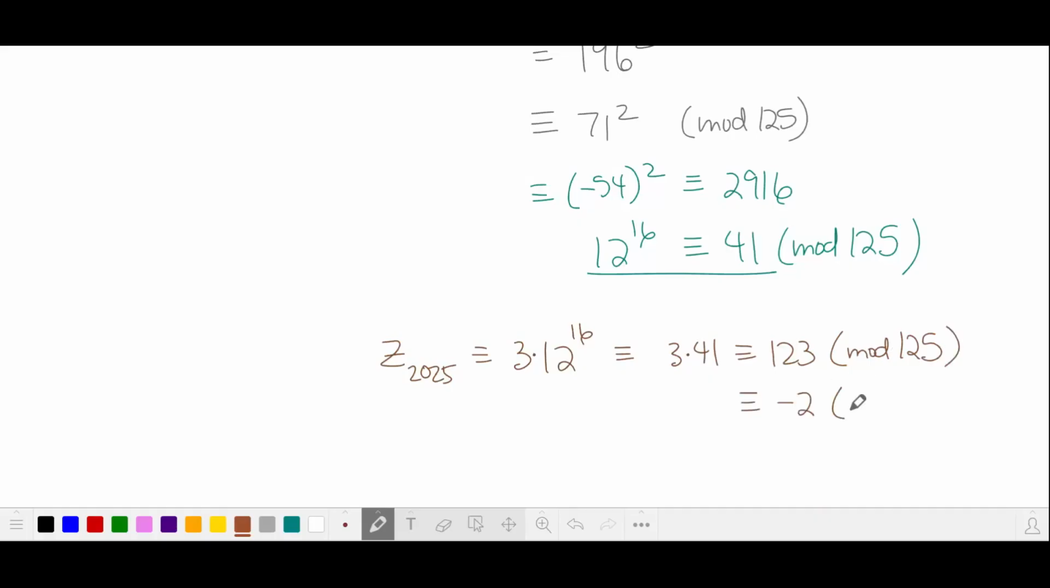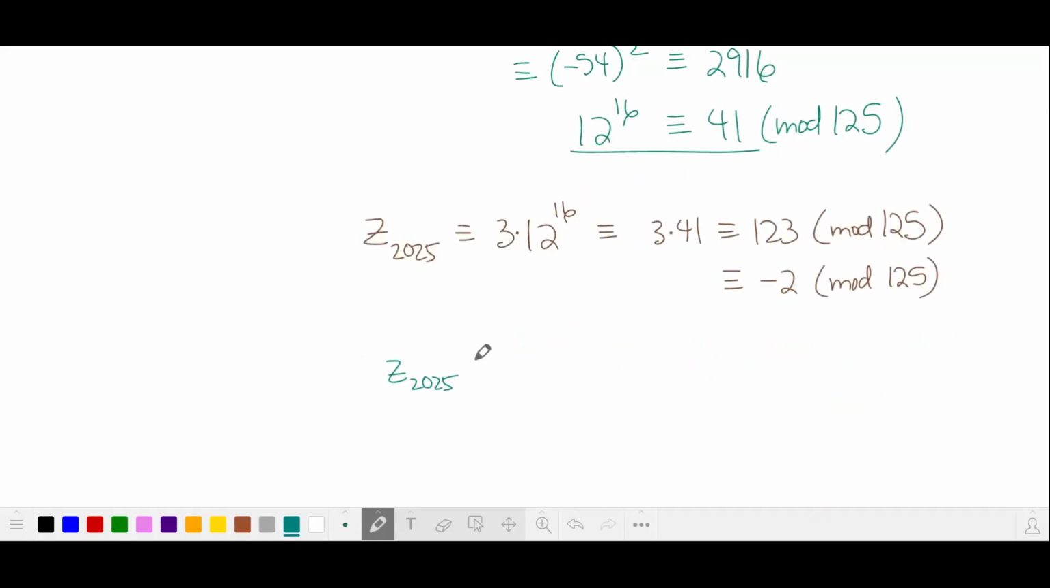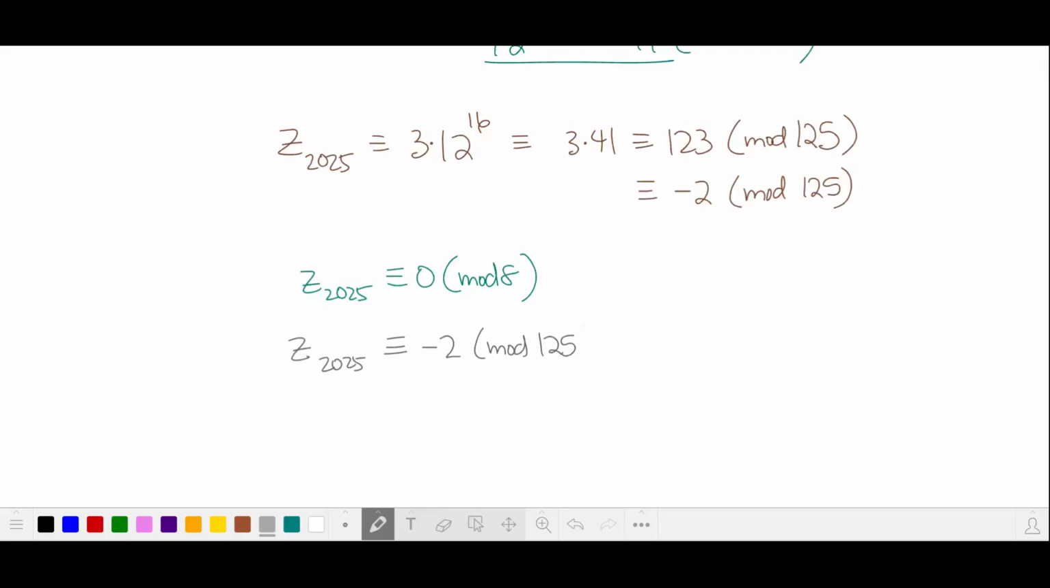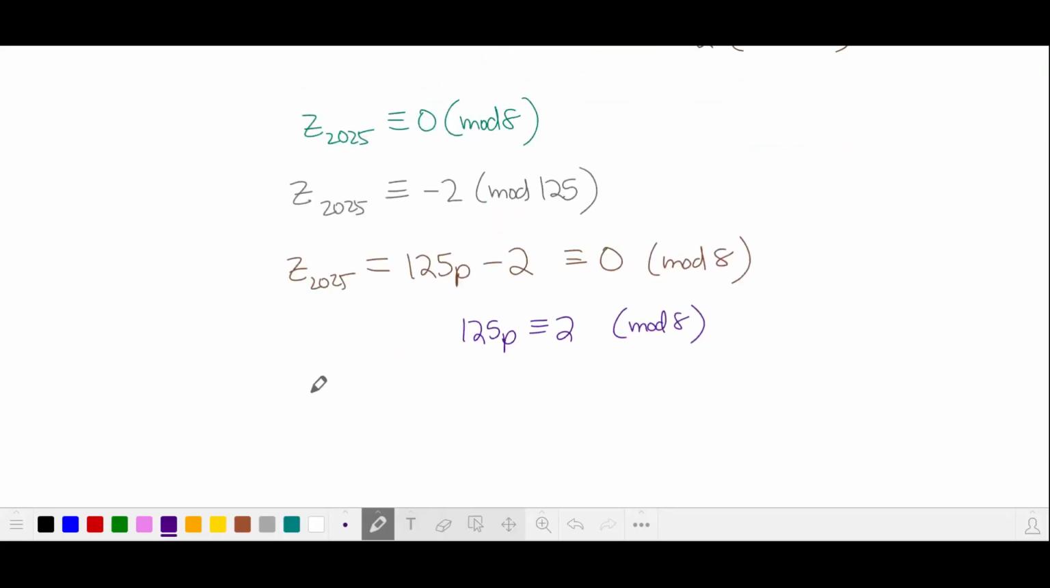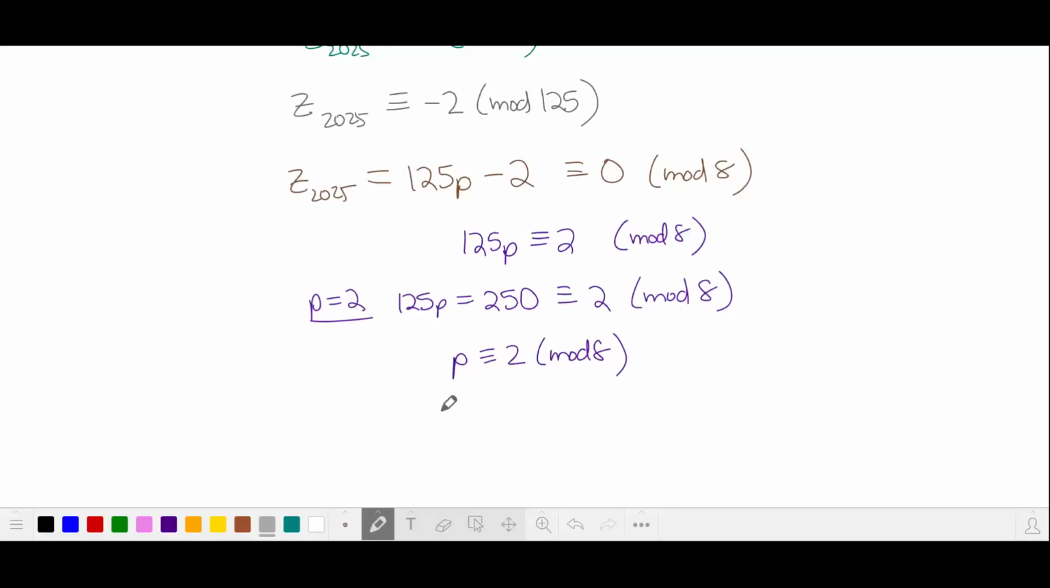This is just 2 less than that. And we also had that z 2025 was 0 in mod 8. So we'll go back to mod 1000. This is 2 less than a multiple of 125, and we need this to be a multiple of 8. A quick guess and check gives us p is equal to 2 is a solution. So writing this algebraically, this is 2 more than a multiple of 8, and we'll substitute it back up here.